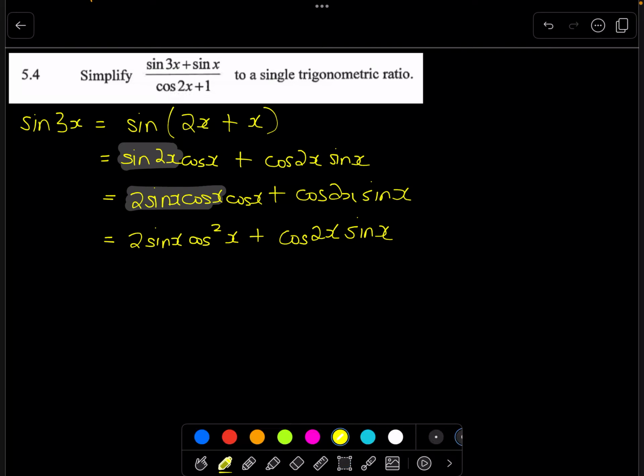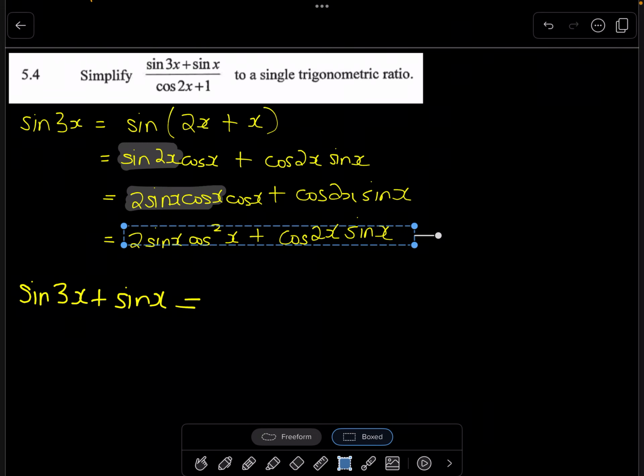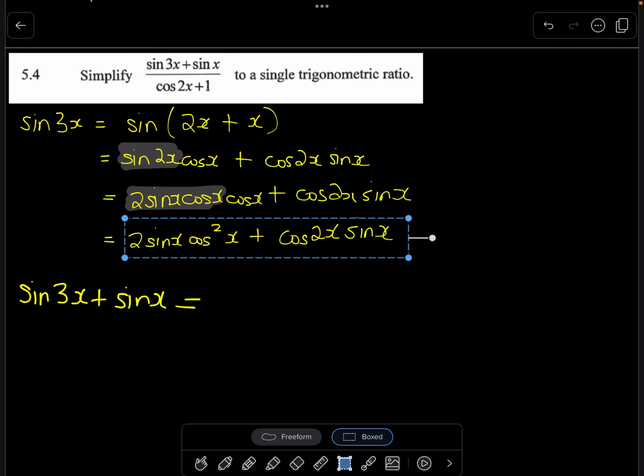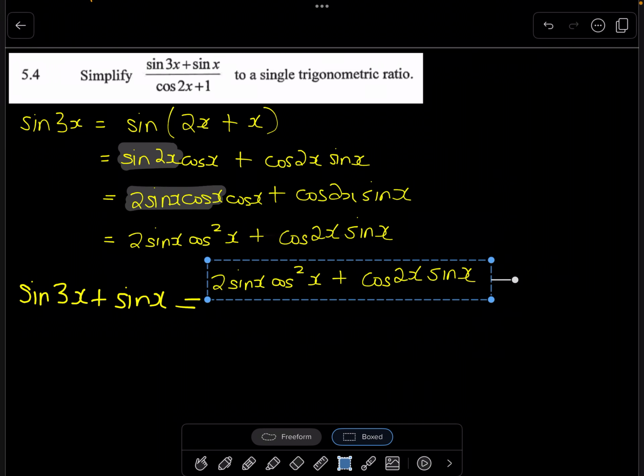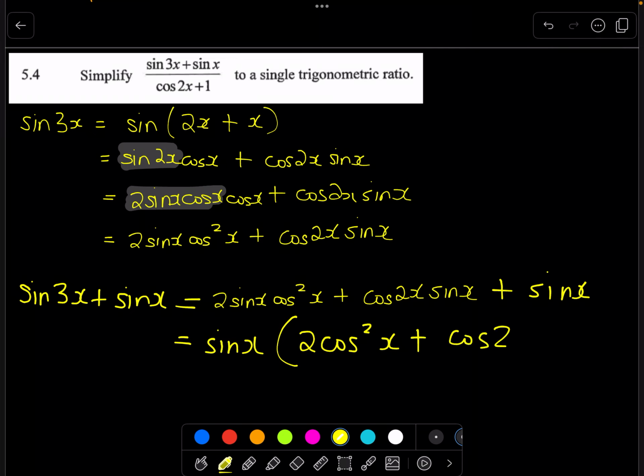Okay, right, so now we can rewrite sine 3x plus sine x, i.e. this guy over here, as something I am not going to rewrite. Okay, so that plus sine x. Okay, and then as planned, we can factor out the common sine x. So now we're left with 2 cos squared x plus cos 2x plus 1.